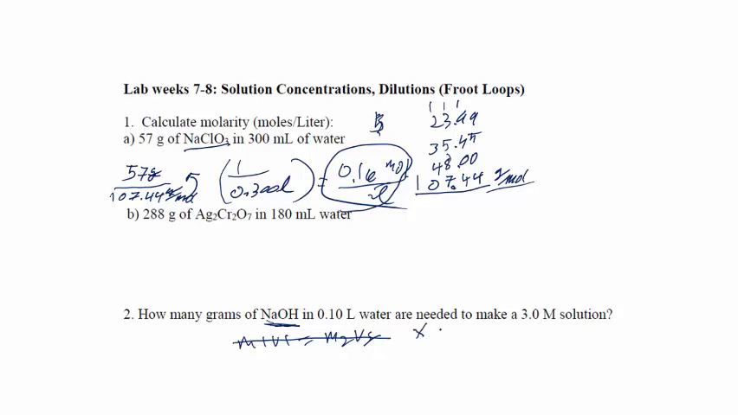X grams divided by, well, we have 23.99 plus 16.00 plus 1.008, and if I remember right, this is 49.998 grams per mole.